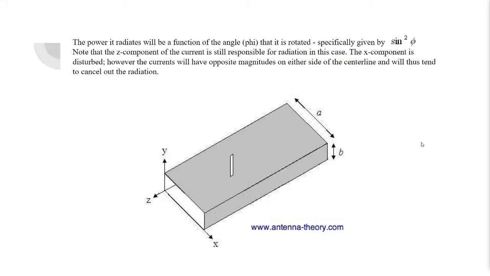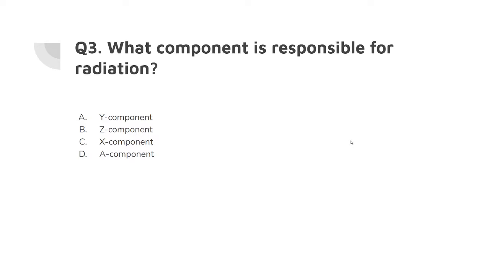So the X component is disturbed, however, the currents will have opposite magnitudes on either side of the center line and thus will tend to cancel out the radiation, so therefore there will be no radiation. So what component is responsible for radiation? Is it the Y component, the Z, the X, or the A?